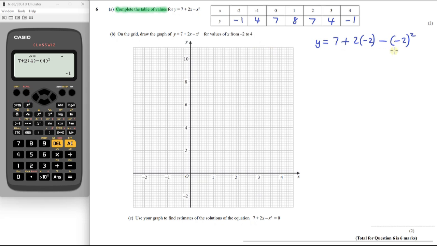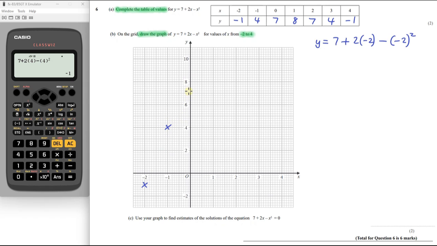So again, just to reiterate, make sure you put your negative values in brackets. Okay, now we have to draw the grid. So let's just read that question. On the grid, draw the graph of y equals 7 plus 2x minus x squared for values of x from -2 to 4, which is what we've got. So let's start off with when x equals -2, y is equal to -1, which is going to be there. And then we've got -1, 4, which is there.